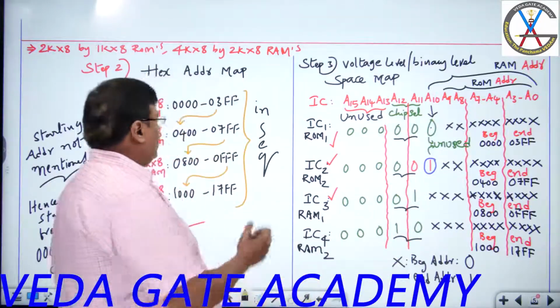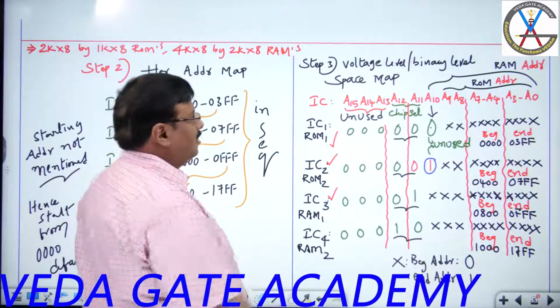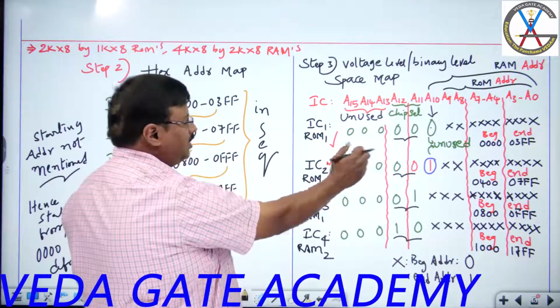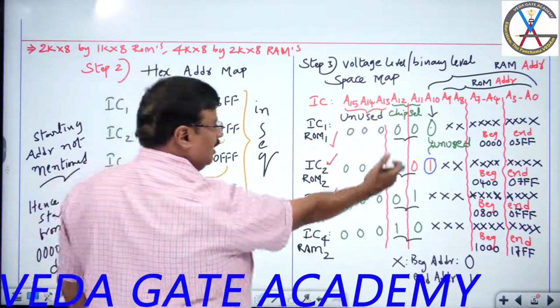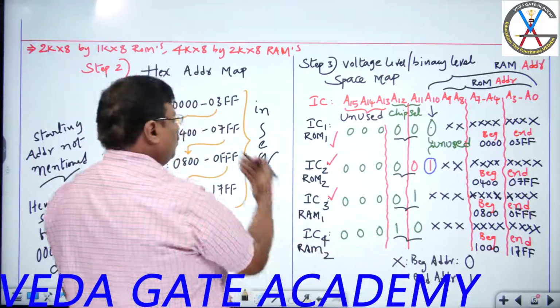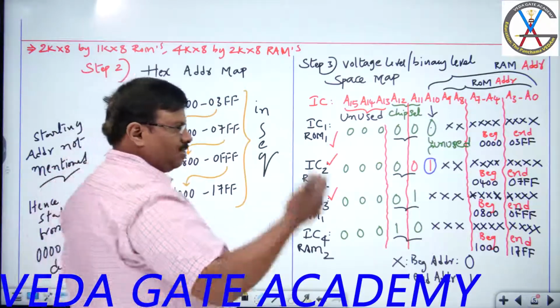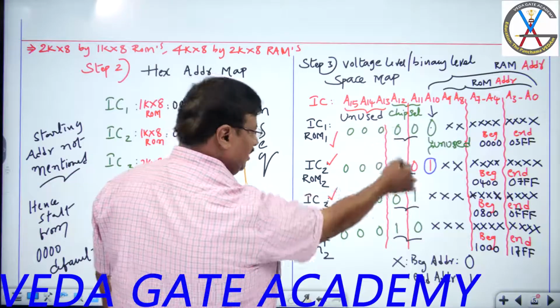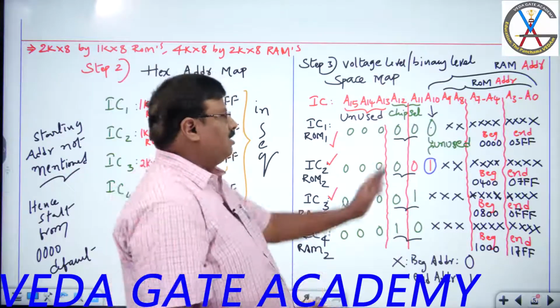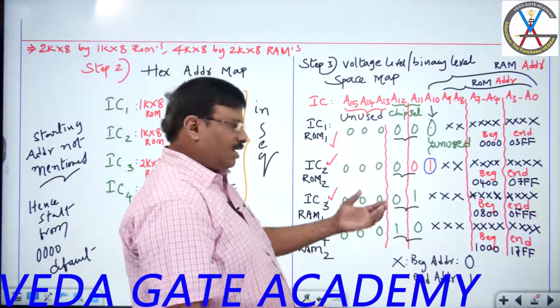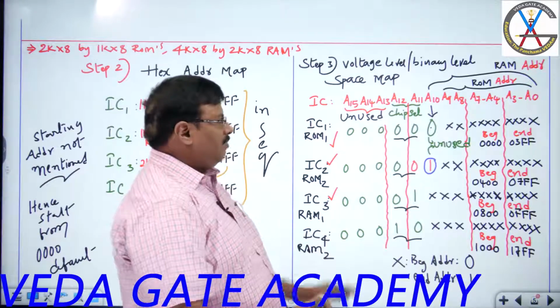Now here, this is my hexadecimal space map. This is my voltage level binary space map. Shall we continue? I selected these bits to get this address. Please remember, I'm just rehashing once again: I selected these bits to suit my requirement. If I go with the default 00011011, it doesn't match my requirement. So I made an adjustment.